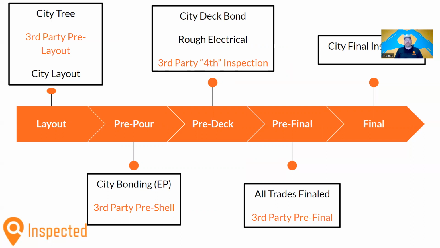Then you call in your city layout inspection after uploading your ISPSC-2018 form. And once that's passed, you're free to dig, form, steel, plumb, pipe, and bond your pool. Once that bonding inspection is scheduled, call us up or schedule a third-party pre-shell inspection, and we will knock that out for you when you're on site.